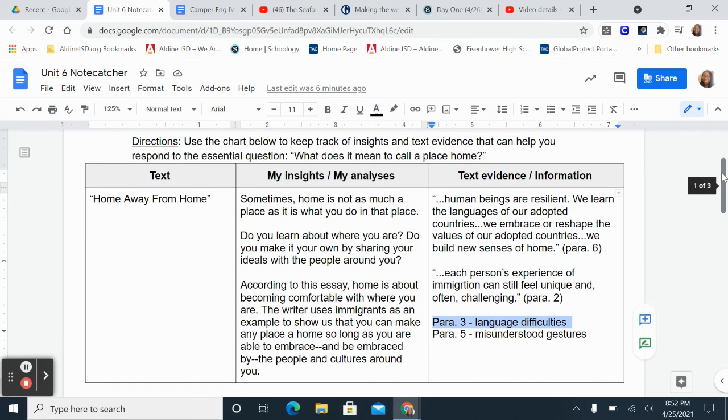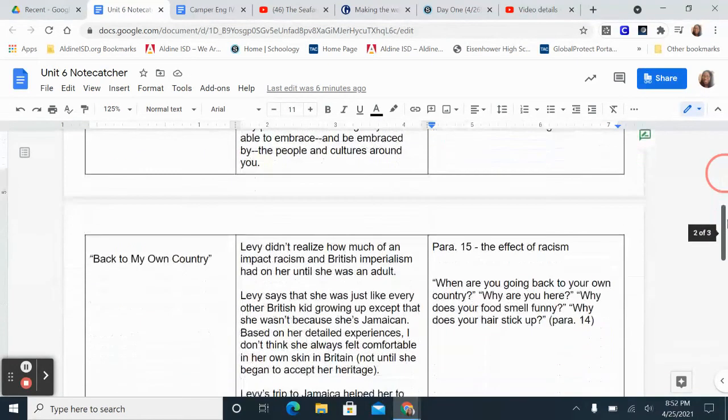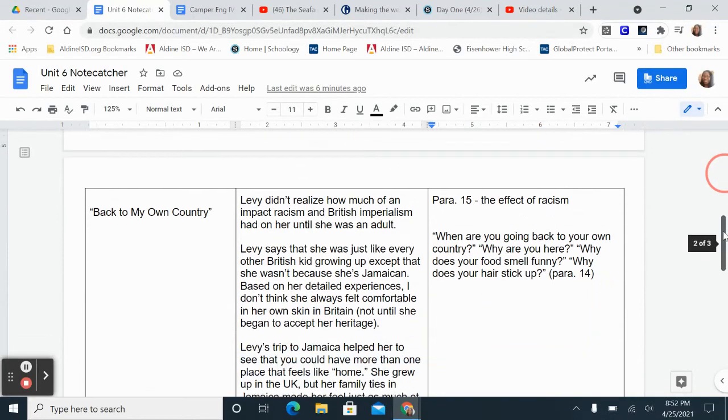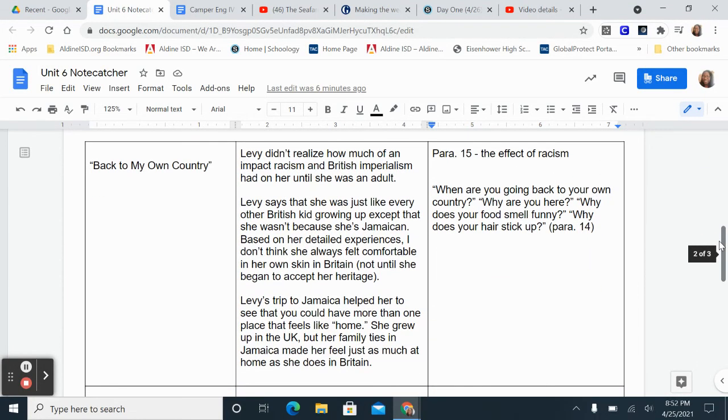Okay. So we have Home Away from Home, which I already shared with you. The next text that we did was Back to My Own Country. And so I did a little bit of the same thing using both options, mostly because I didn't really have the time to type it all.